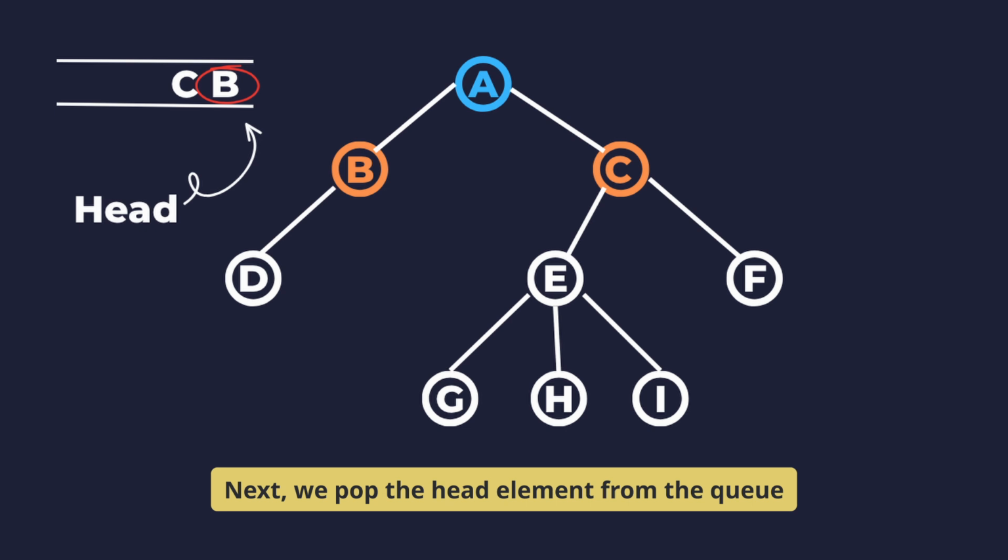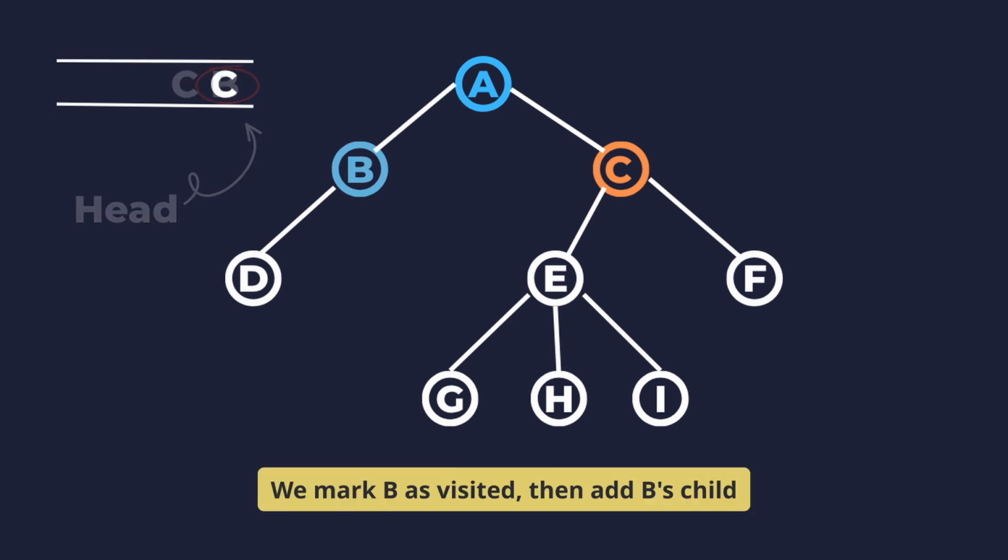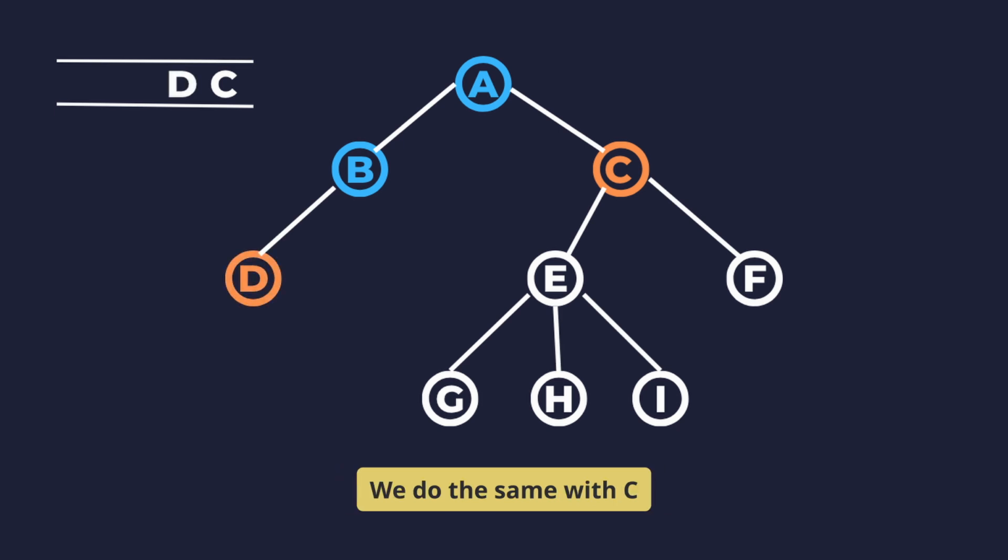Next, we pop the head element from the queue. That's B. We mark B as visited, then add B's child, which is D, into the queue. We do the same with C.